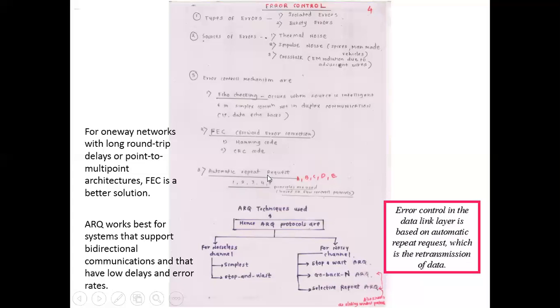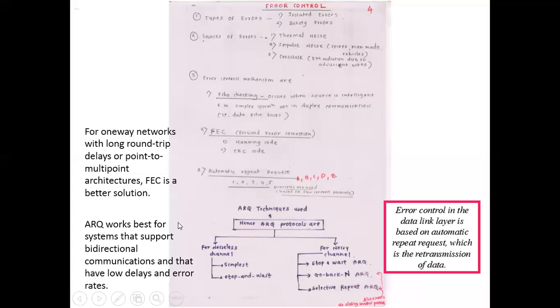Then next is automatic repeat request. ARQ techniques can be classified as for noiseless channel and for noisy channel. So just try to recall FEC and ARQ. FEC: the first 4 units of the ITCCN subject deal with forward error correction. For one-way networks with long round-trip delays and point-to-multipoint architectures, FEC is a better solution. So one to all, whenever you want to broadcast, as in digital broadcasting, this FEC and related coding techniques are very important.